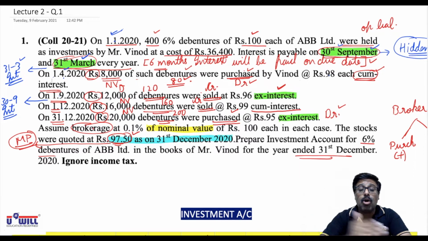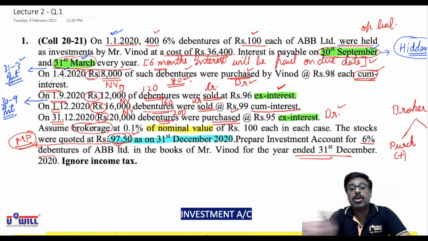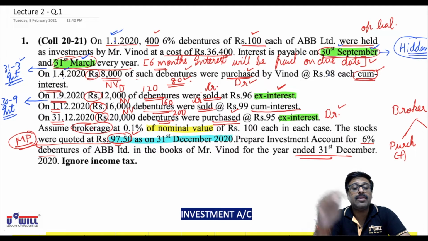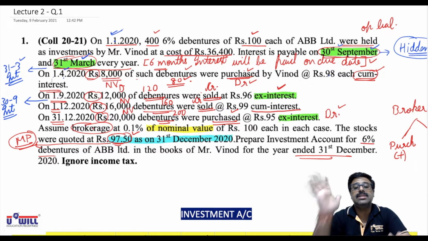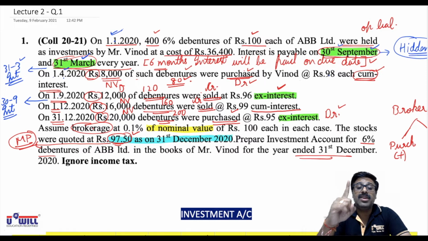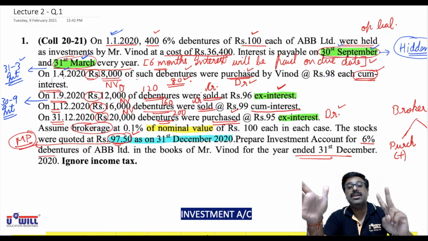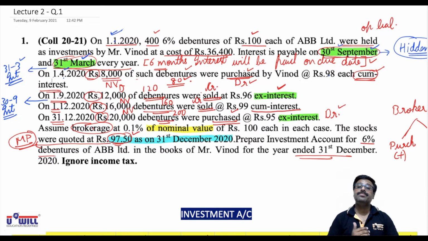Okay. So what will be the order of solving the question? First, on 1st January, we will record opening balance. Then on 31st March, we will record interest received. Then we will record 1st April, then we'll record 1st September. Then again on 30th September, we will record interest received. Then we will record 1st December, then we will record 31st December. Okay, once again, 1st January, 31st March, 1st April, 1st September, 30th September, 1st December, 31st December. These 7 transactions are to be recorded.